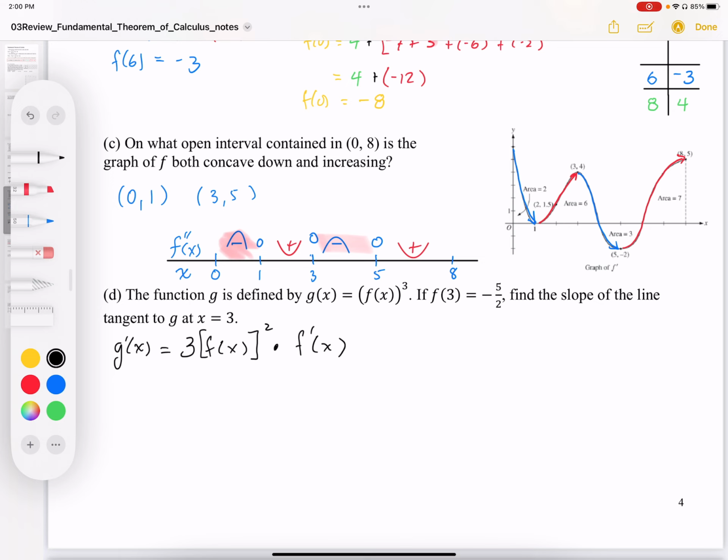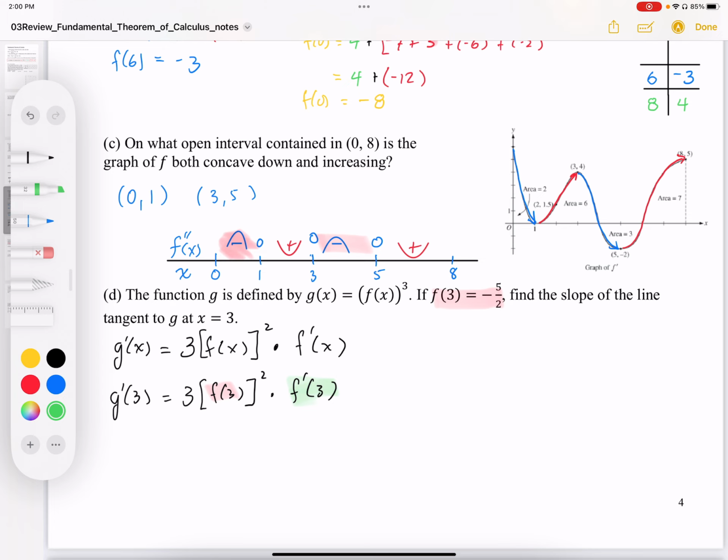I want to find the slope at x equals 3. That means I need to find the f value at 3. So I need f of 3 times the derivative of f at 3. Okay, well, in this case here, we've been defined that f of 3 is going to be negative 5 over 2, so I could just replace that. So the only thing left to figure out is this f prime of 3.